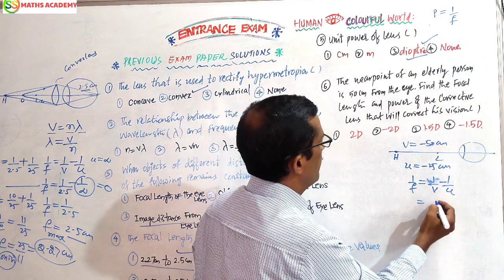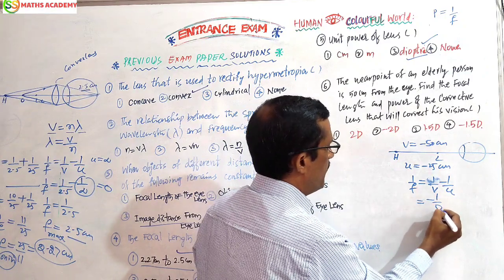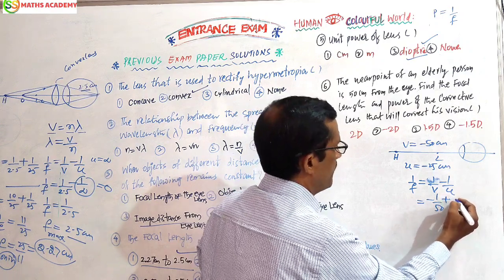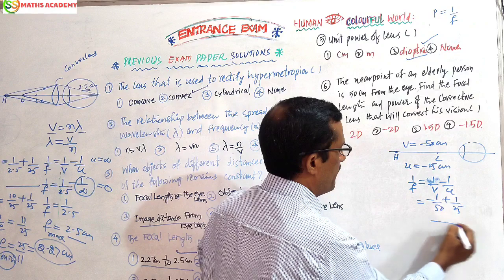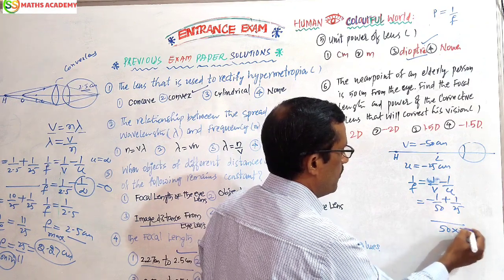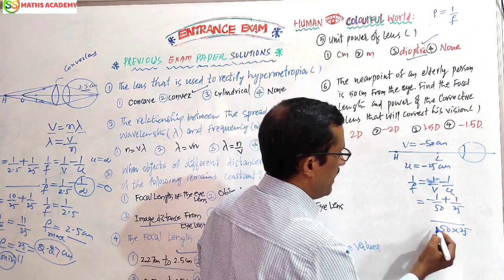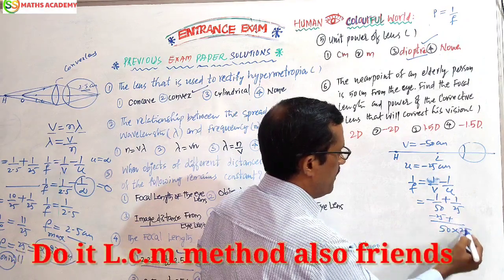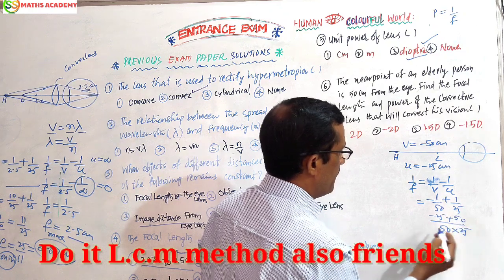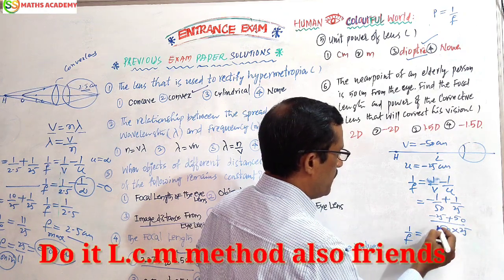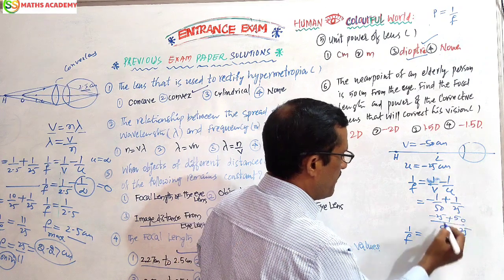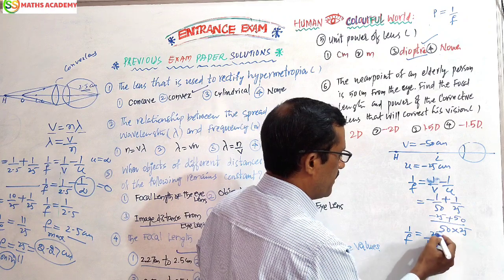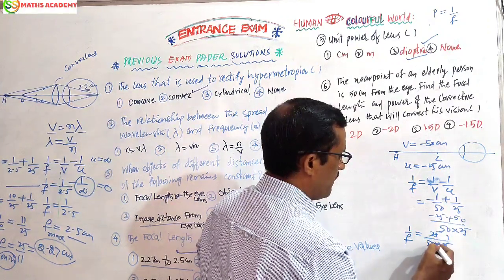So 1 by v means 1 by minus 50, minus of minus 25 means plus 1 by 25 coming. So here 50 into 25. So 50 gets cancelled, so here minus 25 will come. Next, plus 25 cancels, here 50 is coming. So 1 by f equals 50 minus 25, that is 25 by 50 into 25. 25 once is 25, 25 twice is 50.